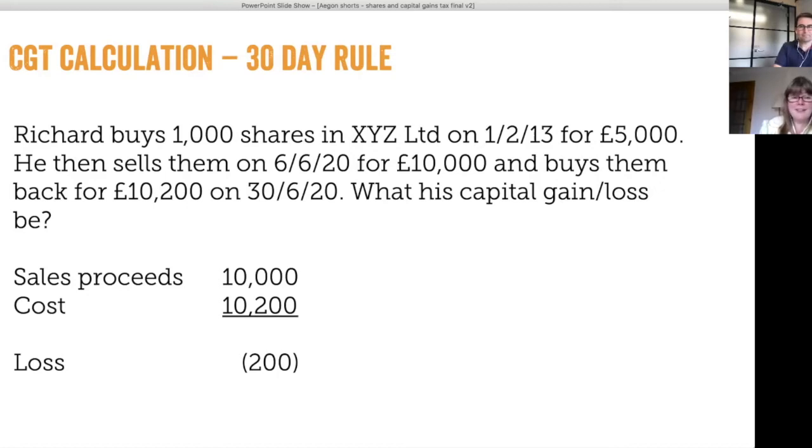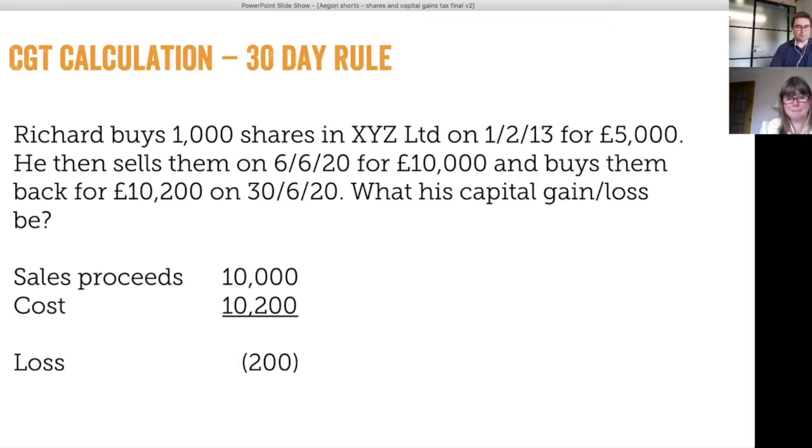Now, just to clarify, if he had sold the shares in XYZ Limited and had actually bought shares in ABC Limited, then it would be the £5,000 cost that goes into the calculation. It's just the fact that he had shares in XYZ Limited, sold them, and then bought back shares in XYZ Limited within the 30 days of the sale. That's why you've got these special rules applying.